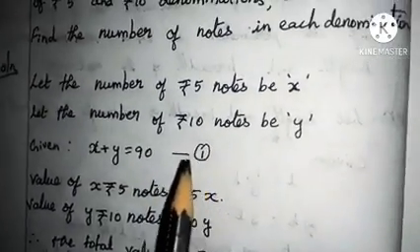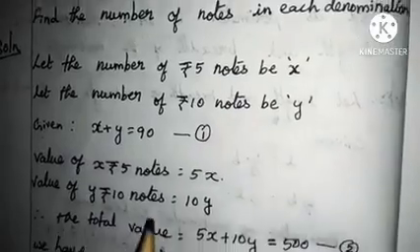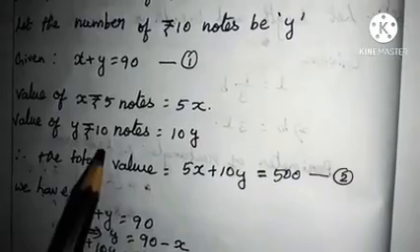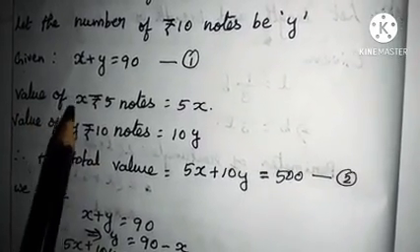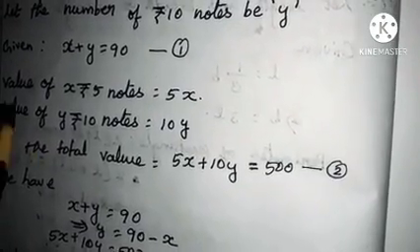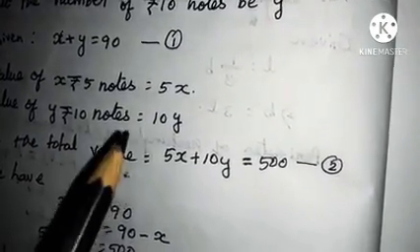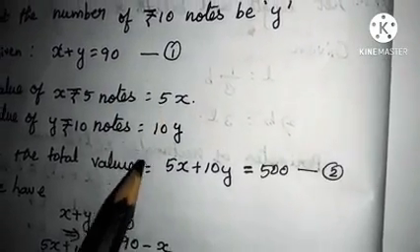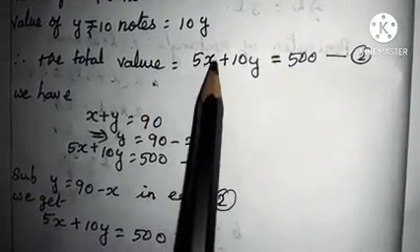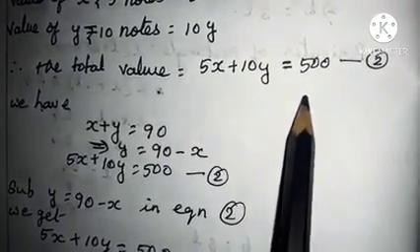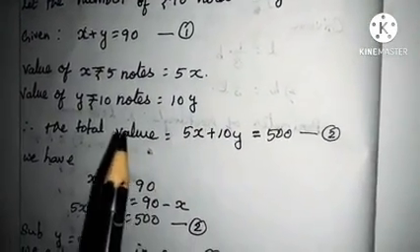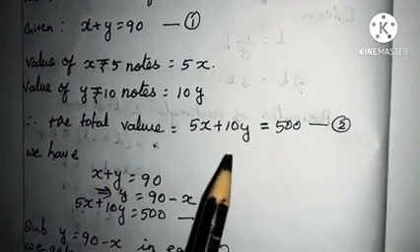The next given is the total amount as 500. For that, we take the values of the rupees 5 and rupees 10 notes. The value of X notes of rupees 5 is 5x, and the value of Y notes of rupees 10 is 10y. If we add 5x and 10y, we will get the total amount as 500. Then that can be written as 5x plus 10y is equal to 500. Using equations 1 and 2, we are going to find out the number of 5 rupees notes and the number of 10 rupees notes.